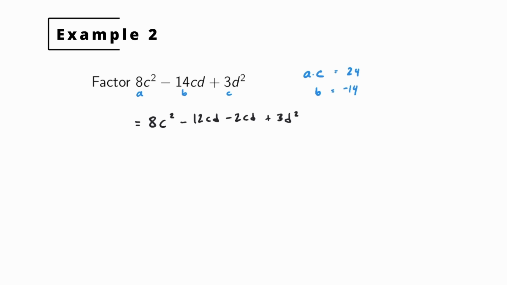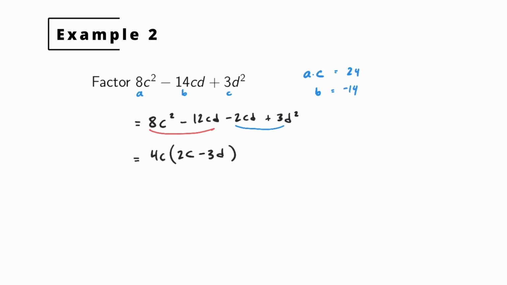So we have two pairs of terms. From the first pair, we want to factor out the greatest common factor, which in this case is going to be 4C. We can factor out 4C, and then from the first term, we'll have 2C left over. And from the second term, we will have negative 3D left over.